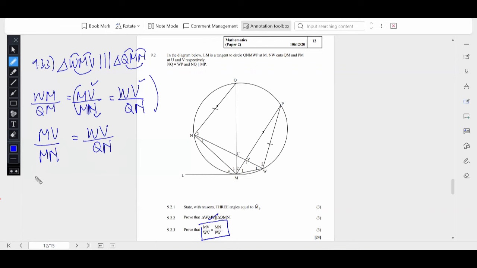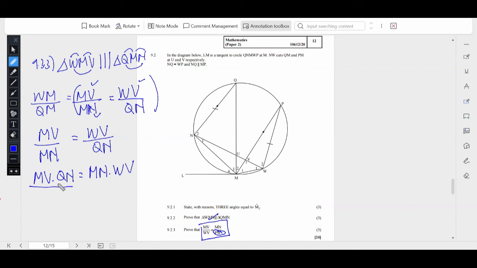Right, now at this point we can cross multiply: MV times QN is equal to MN times WV. Now, what we are trying to do is write this in that form, right? So what can we do so that we end up with that? We want to have our WV right down here, and then we want to have our QN. So remember, we have this PW here that we don't know where it's coming from, but then we'll find out.